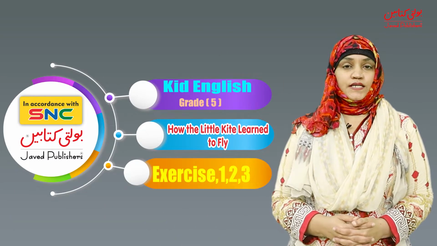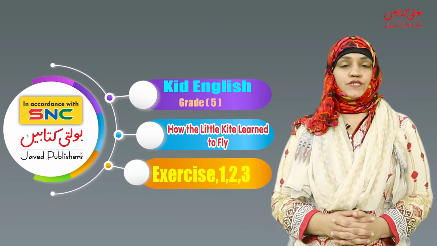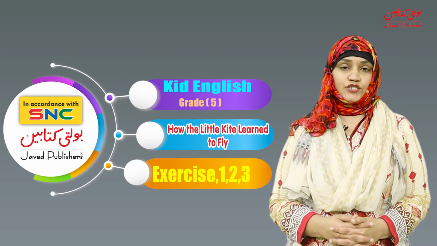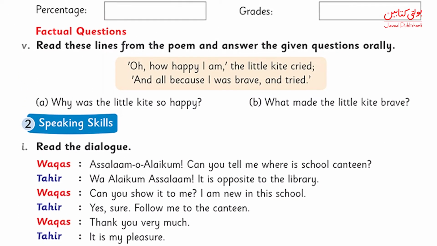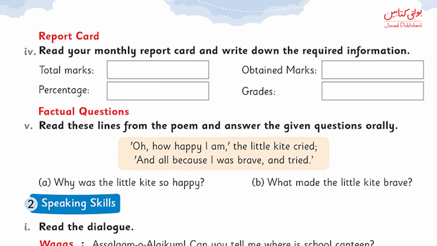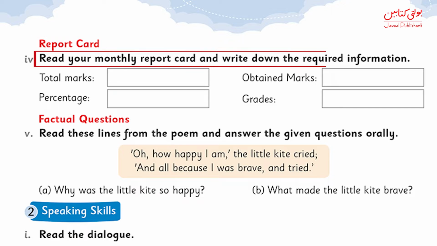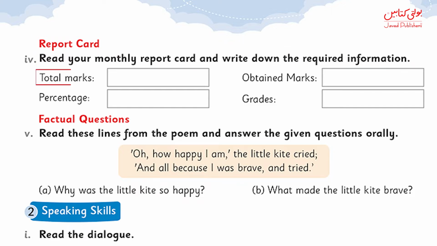Today we will be doing Kids English Grade 5 chapter number 11 and the title is How the Little Kite Learned to Fly. Today we will be doing the grammar portion of this chapter. So let's start. On page number 76 you are being asked to read your report card and write down the details. What are the details that are required? You need to write down your total marks and percentage and obtained marks and grades.